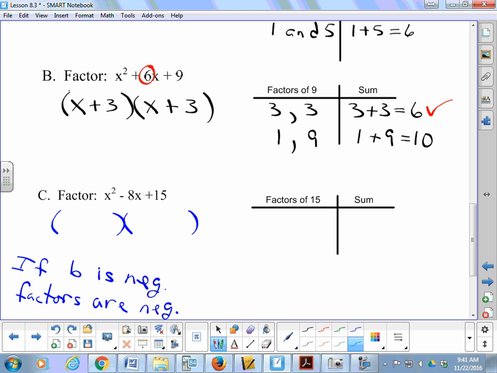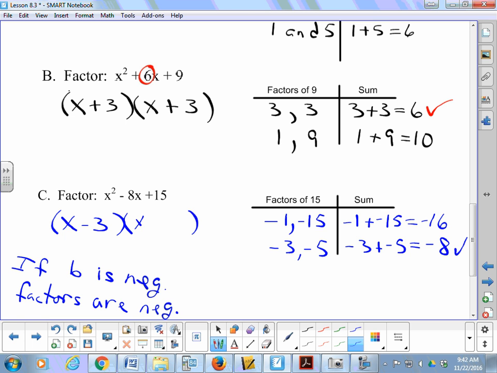Okay? So we need the factors of 15. Negative 1 and negative 15, right? What are the other factors of 15? Okay, negative 3 and negative 5. So these problems are going to be a test of your multiplication skills, finding factors. But I'm going to show you something you can do if you struggle with this. So I add these numbers together. Negative 1 plus negative 15 is negative 16. Negative 3 plus negative 5 is negative 8. Which one's the one I'm looking for? Okay, the negative 8's the one I want. So negative 3 and negative 5. So x minus 3 and x minus 5.